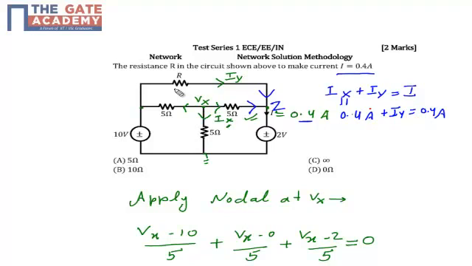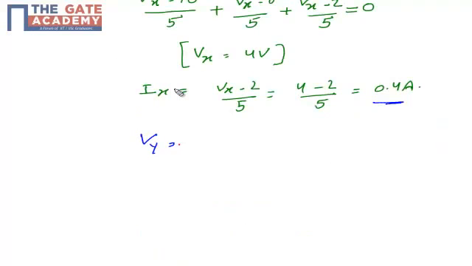So 0.4 and 0.4 cancel, so my Iy is 0, because to satisfy KCL at node Z, Iy should be equal to 0. It means that the current flowing across resistance R is 0. The current across resistance R will be the voltage across R divided by R. What is the voltage across R? Resistance R is connected between this 10 volt and this 2 volt, so the voltage across R, name it Vy, is 10 minus 2, which is 8 volt.